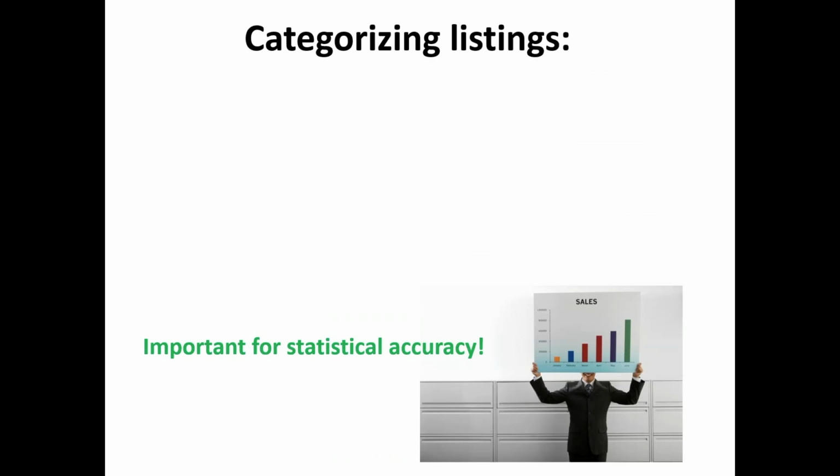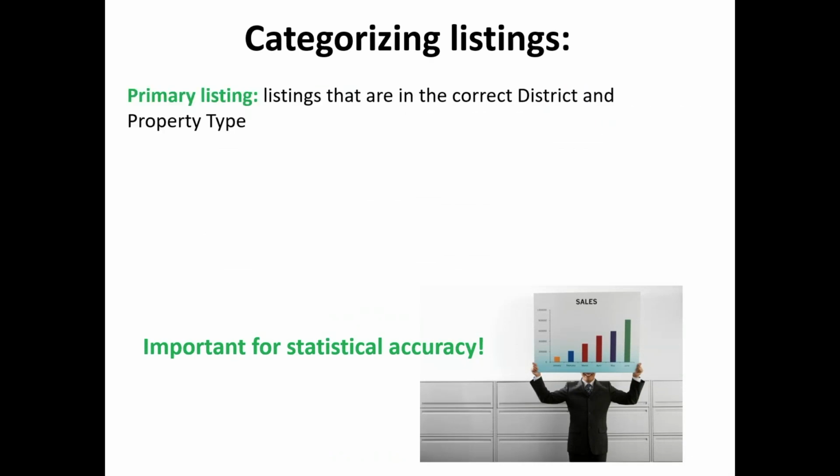Okay, so let's talk about categories of listings. We have a primary listing, and then we have another possibility. So the primary listings are in the correct district and property type. It's a single-family home, so it's listed as home or estate, and it's listed in area 15, area 20, whichever would be the appropriate one, 15 being east of State, 20 being west of State. But we also have the ability to do a secondary listing, so you might want to put it in a different district. Let's look at this building as an example.